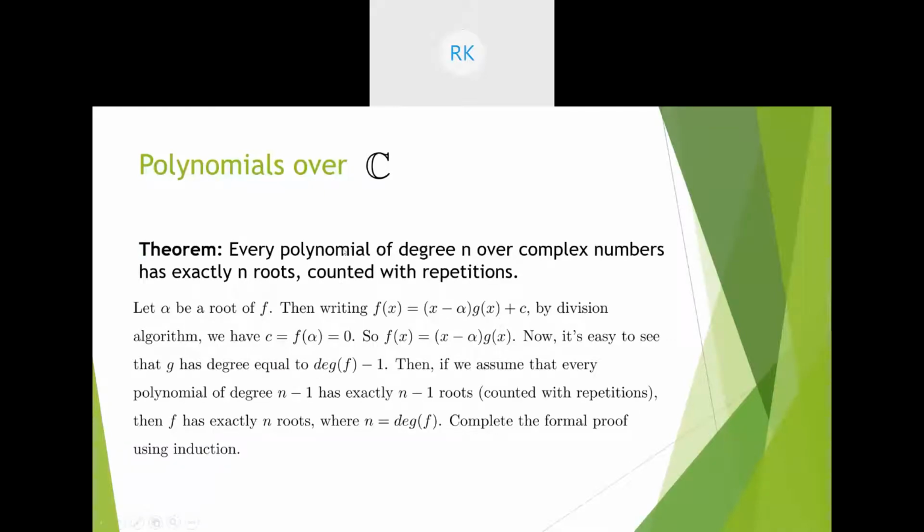After this, we will prove this theorem: every polynomial of degree n over complex numbers has exactly n roots counted with repetitions. But since the class is going to end in 5 minutes, I think we will stop here and let you rejoin. Okay?